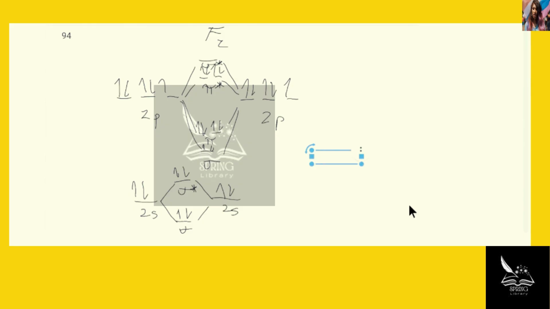Then we can calculate the bond order. That's going to be the number of electrons in bonding minus the number of electrons in antibonding, divided by 2. There are 8 in the bonding, and then there are 6 in the antibonding. That's 2 divided by 2. That gives us a bond order of 1. It makes sense because there's a single bond between the 2 fluorine atoms in diatomic fluorine.